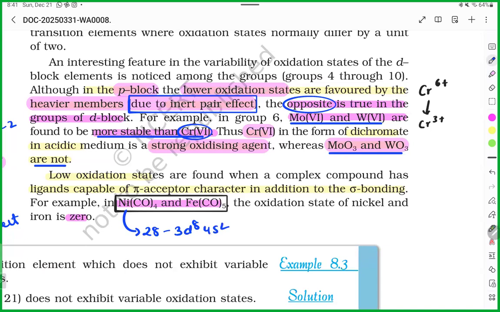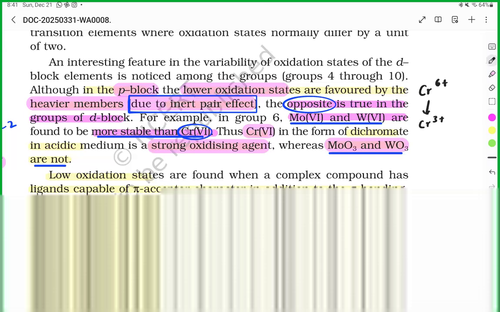Samar, do you remember what we did in the coordination compound? Nickel is 28, 3d8 4s2. Carbonyl is a very strong ligand, extremely strong ligand. What will it do? It will cause pairing and make 3d10.